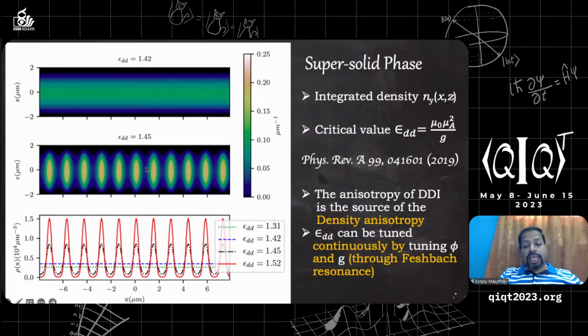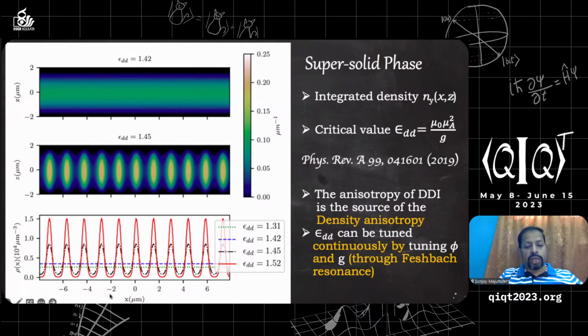And this anisotropy in the density can be tuned. I used to say that epsilon dd, which is actually the measure for the dipole-dipole interactions, can be tuned continuously by changing phi, as you have seen, and also by changing the atom-atom interaction using the Feshbach resonance. So there is another demonstration of this: when you change epsilon dd from 1.31 to 1.52, we see the periodic features popping up.